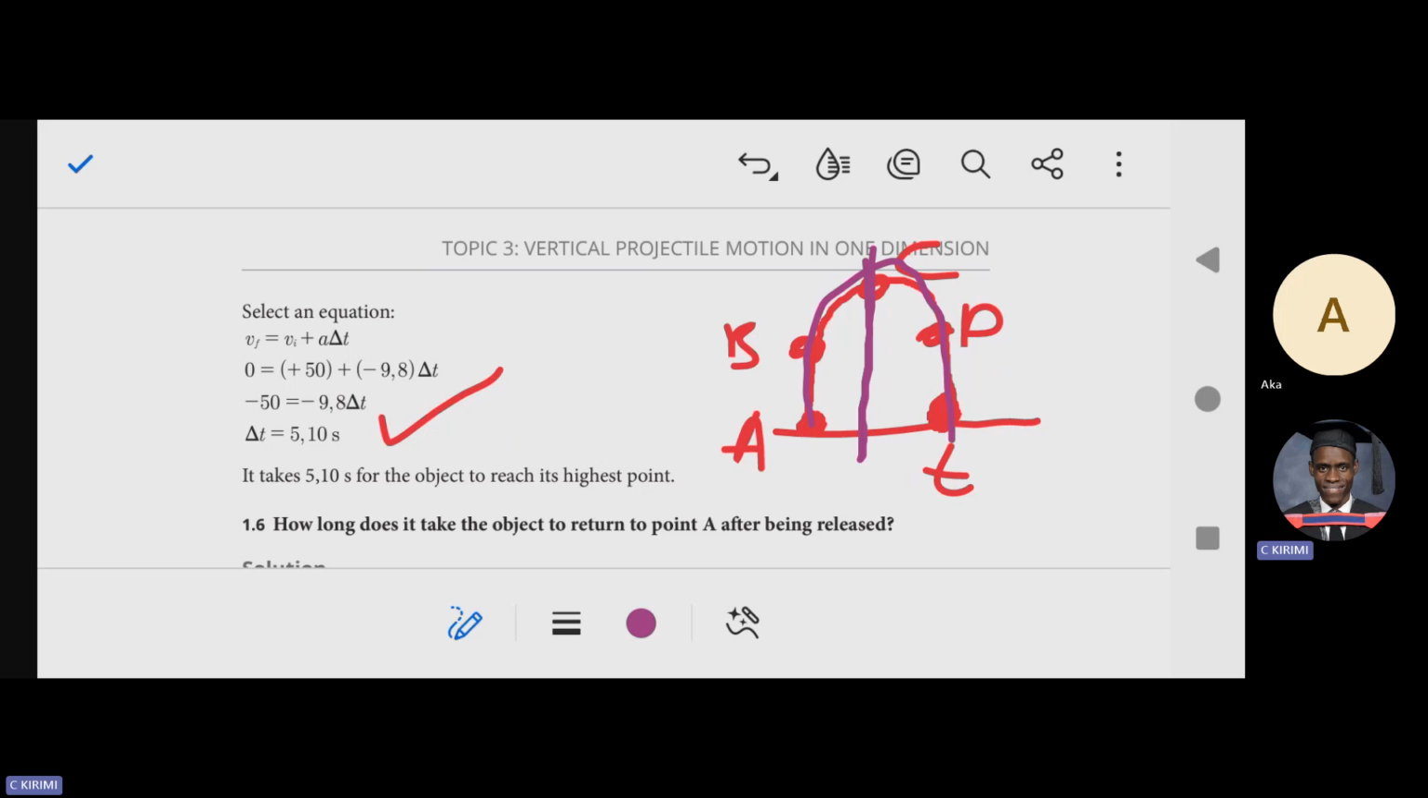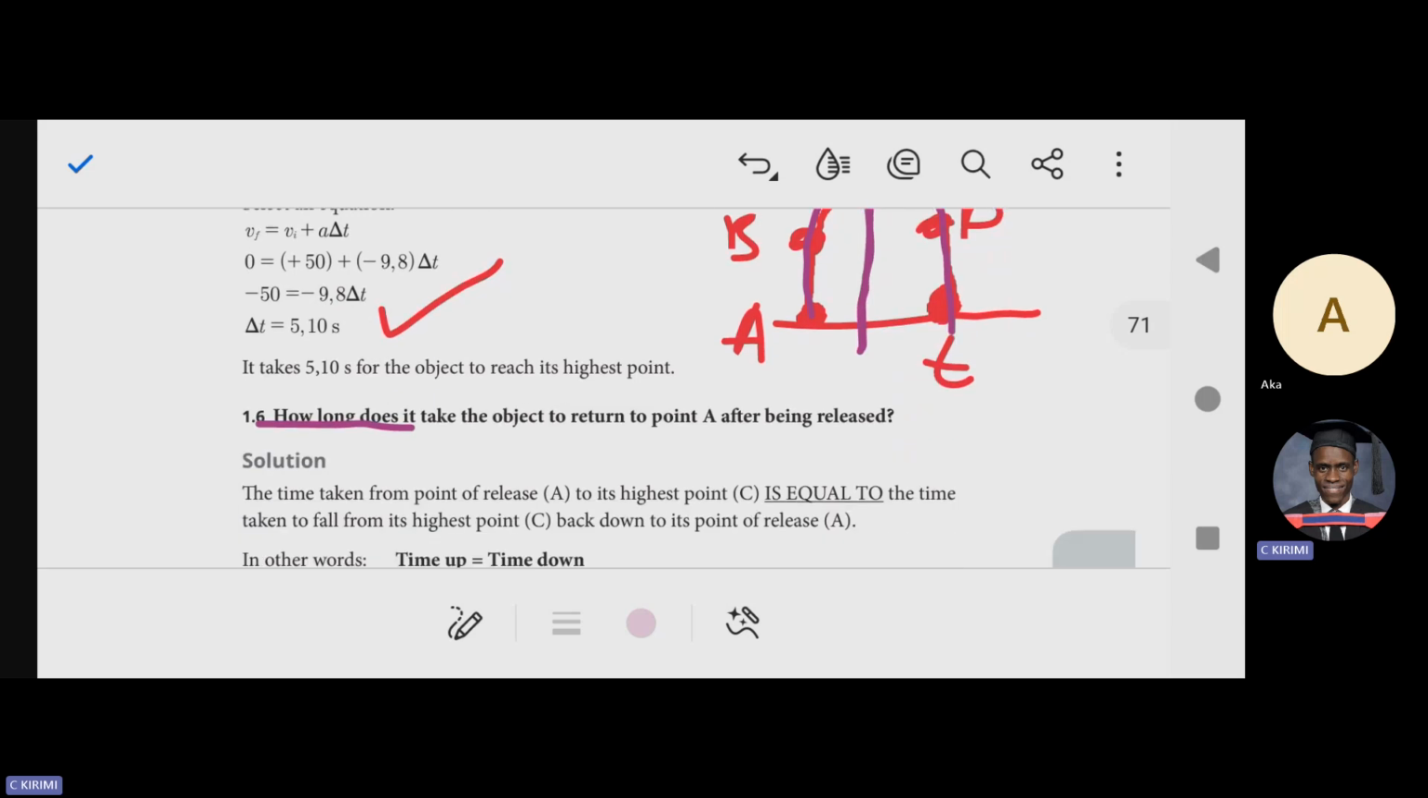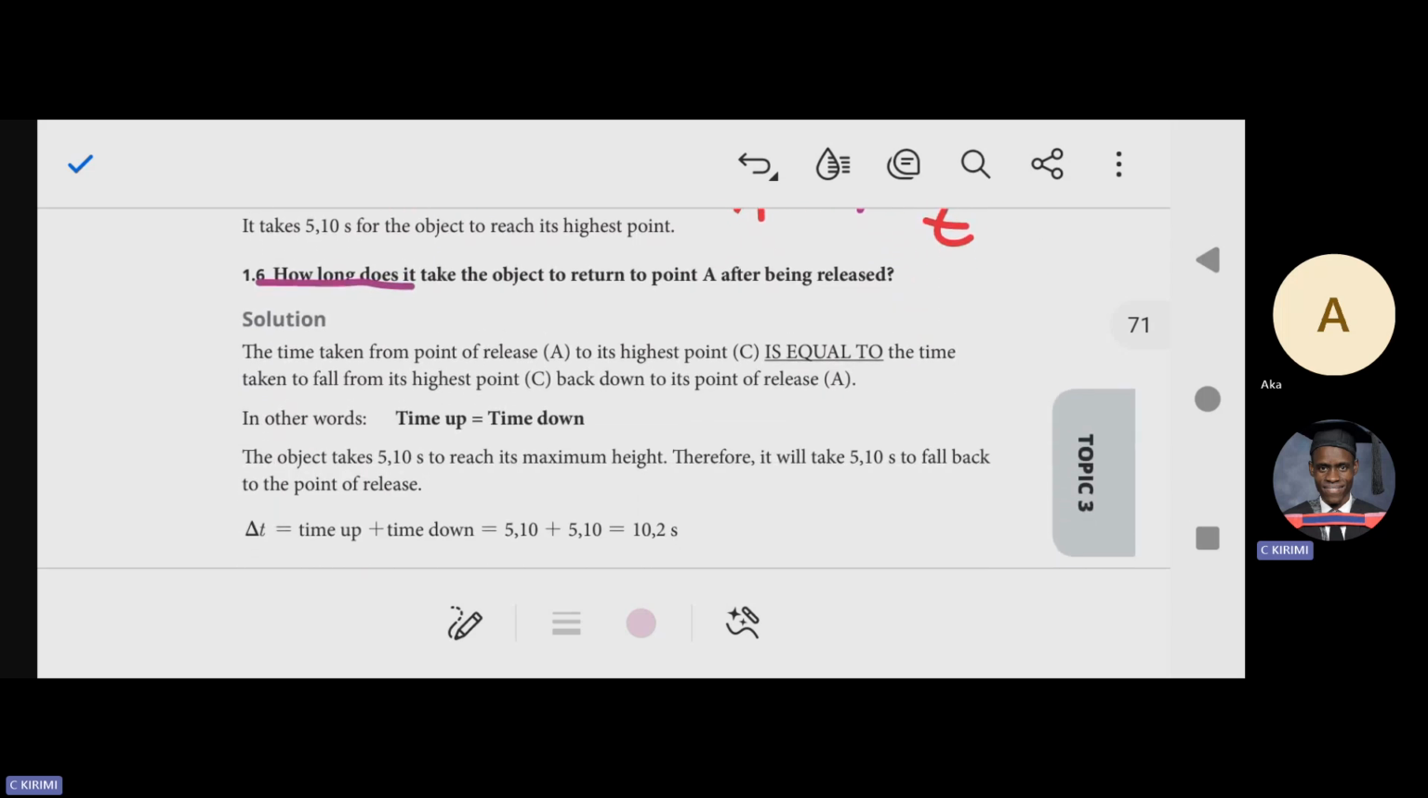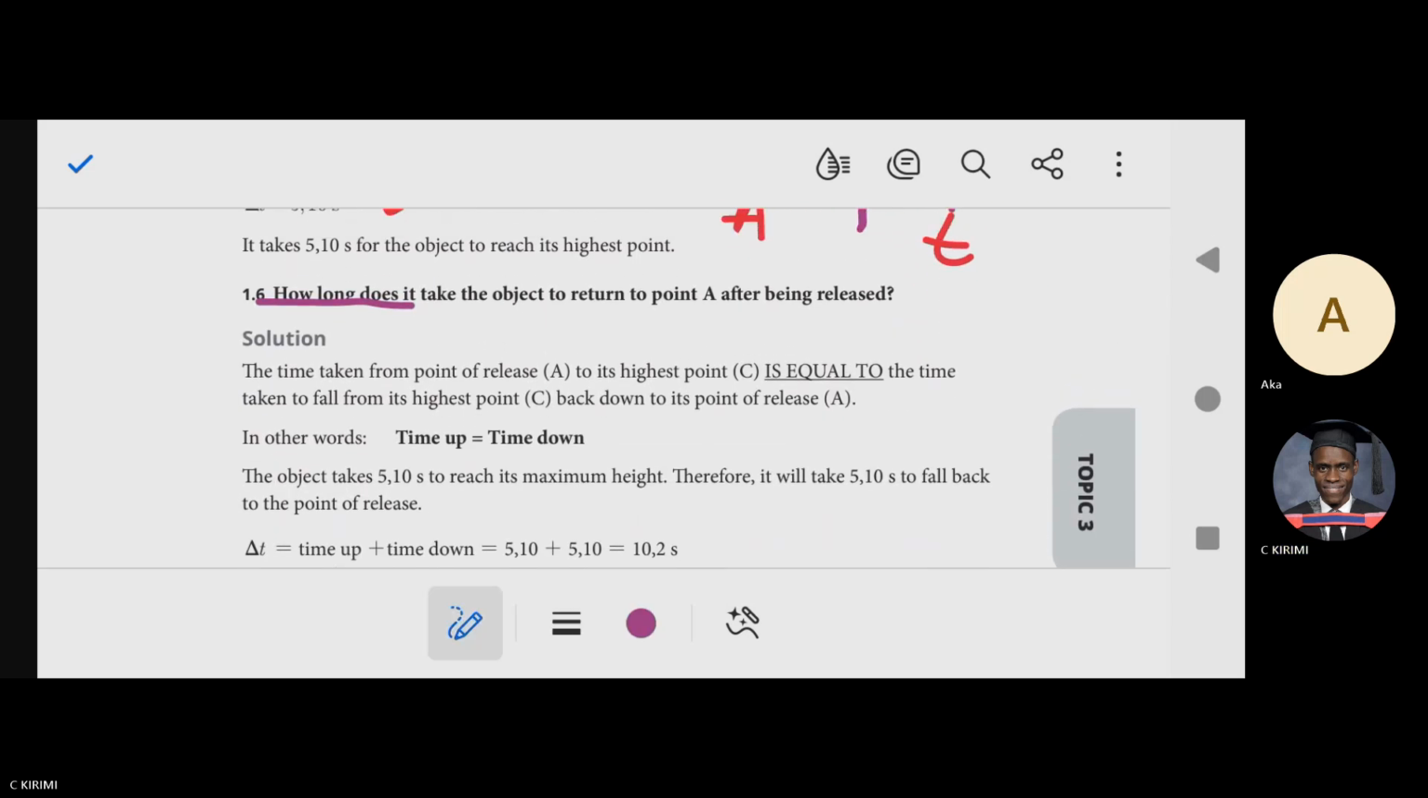So what is the total? 10.2 seconds. That is what we are expecting there. It has to be 10.2 seconds, double the time. Can you see?